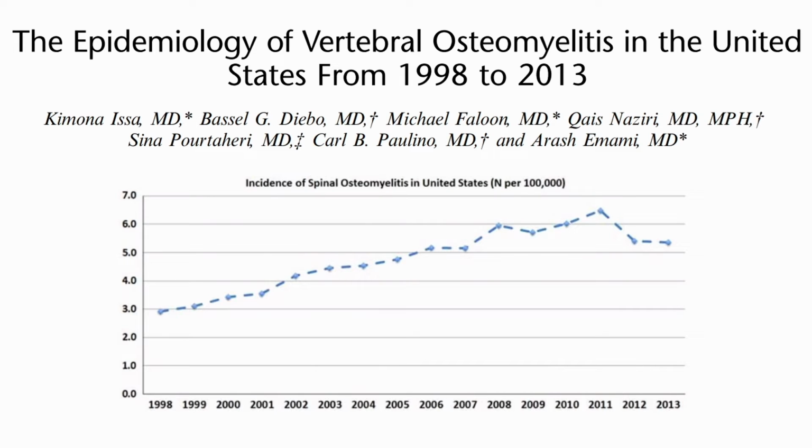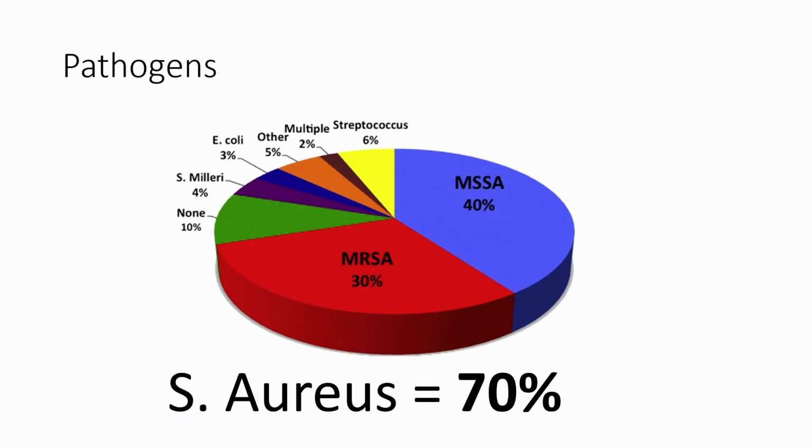So this is one of our papers going over the epidemiology of vertebral osteomyelitis. As you can see from the diagram, over time it has increased. And the main reason for that is that the immunocompromised population, particularly organ transplantation and diabetes, has increased. In terms of the pathogen, most common is Staphylococcus, a little bit more MSSA versus MRSA.